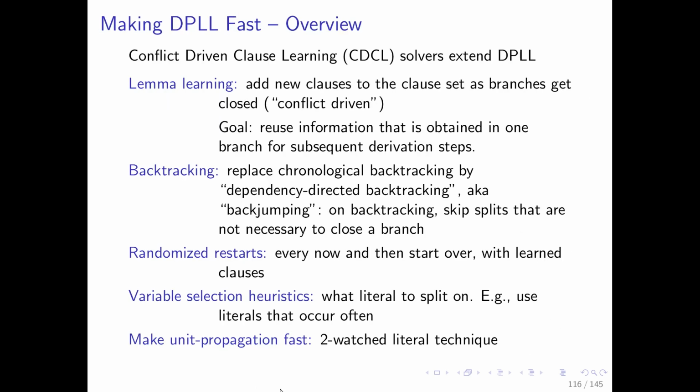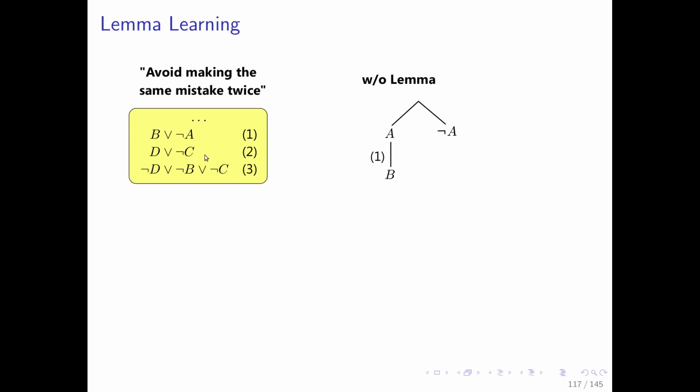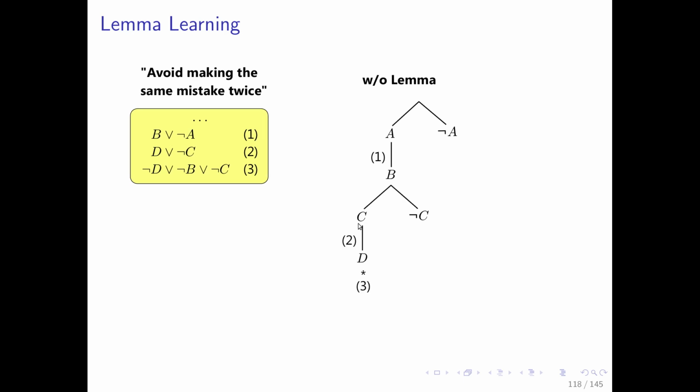Then I talked about a couple of optimizations. The only one that I really went over was lemma learning, and here's the example. So we decide on A and not A, so we go down here. Simplifying with A means that we delete that, so we've just got a B. So we're forced to make B true. Then we split on C. Then unit propagation on C means that we delete this, which means we're forced to make D true.